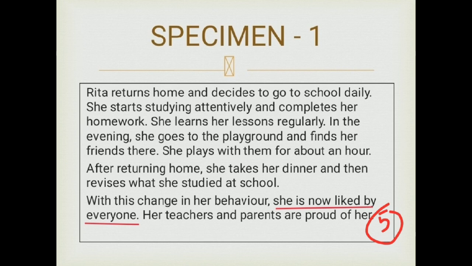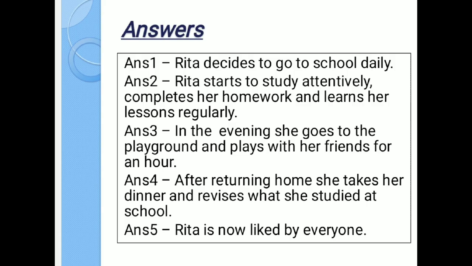So let's write the answers. Answer number 1: the question was, what does Rita decide? Your answer is, Rita decides to go to school daily. Answer number 2: the question was, what does Rita start to do? The answer is, Rita starts to study attentively, completes her homework and learns her lessons regularly. Instead of writing the exact thing from the passage, you can modify it and make it a little shorter, but your sentence should be complete.